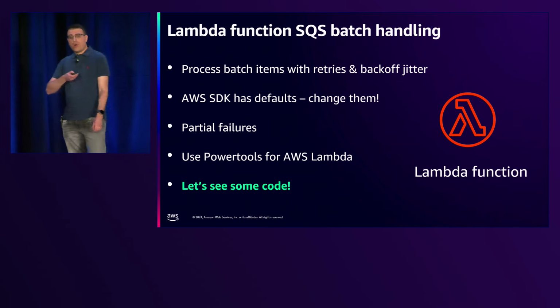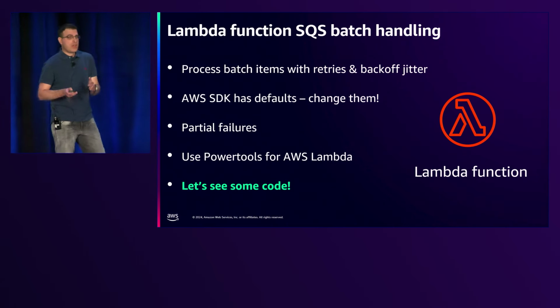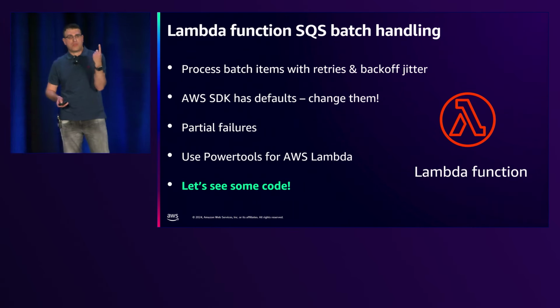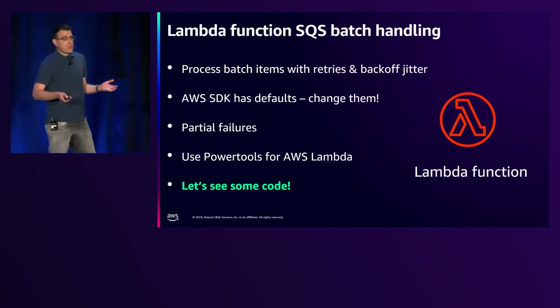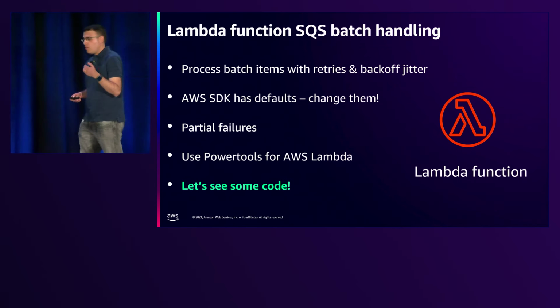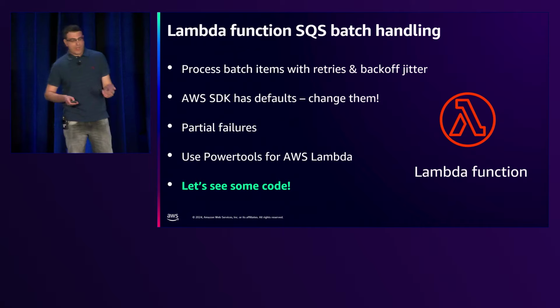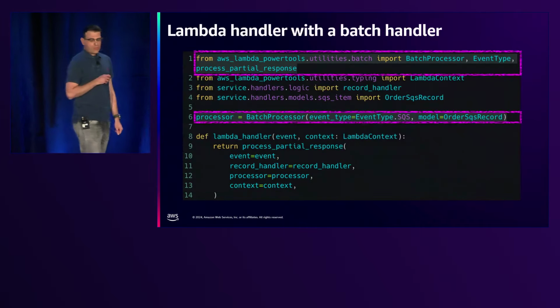Another concept is partial failures. Think about when you have a batch of 10 items. One has failed. You don't want to move the entire 10 items to the dead letter queue. You just want to move the one item that has failed. So we're going to see how you can do that. And lastly, we're going to use Powertools for AWS Lambda. For those who don't know, Powertools for AWS Lambda is an amazing open source library that has basically a collection of production-ready utilities that you should definitely use. And we're going to see it in action in a second.